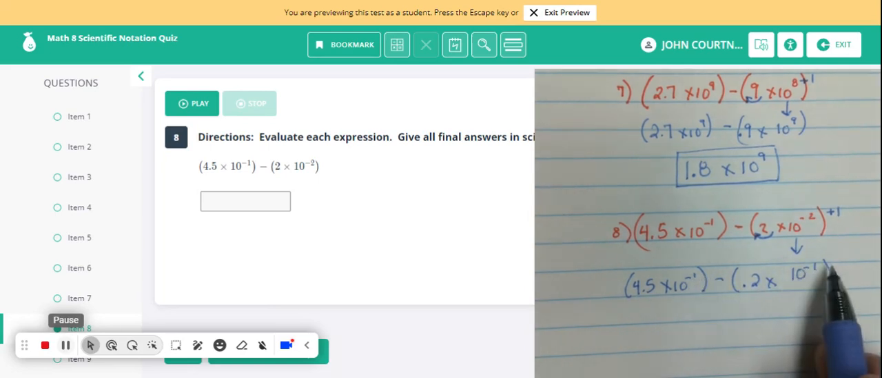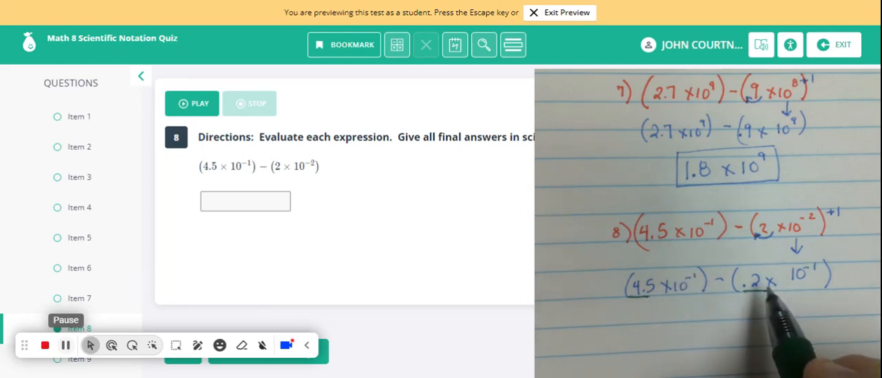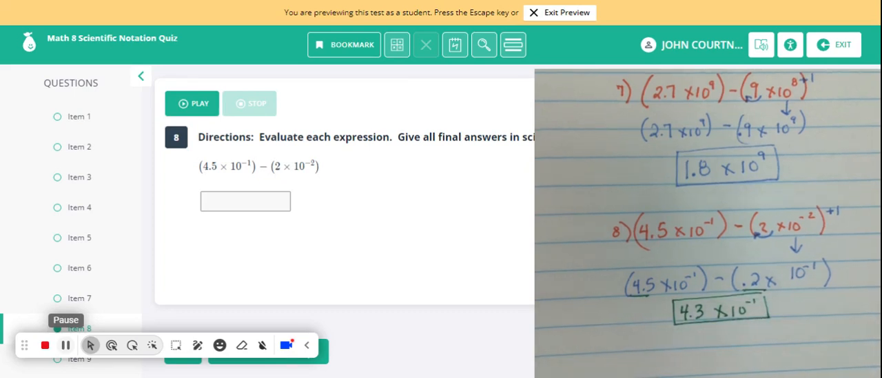Made our exponent the same. Do your math with 4.5 minus 0.2. I'm getting 4.3, keeping the base and the exponent when adding, subtracting. 4.3 times 10 to the negative first power. And again, before we move on, let's make sure we didn't do something silly like forget the 10, but make sure our work and our answer look the same.